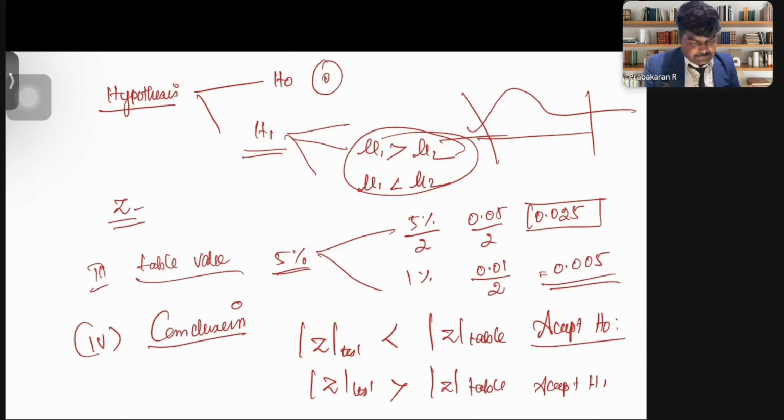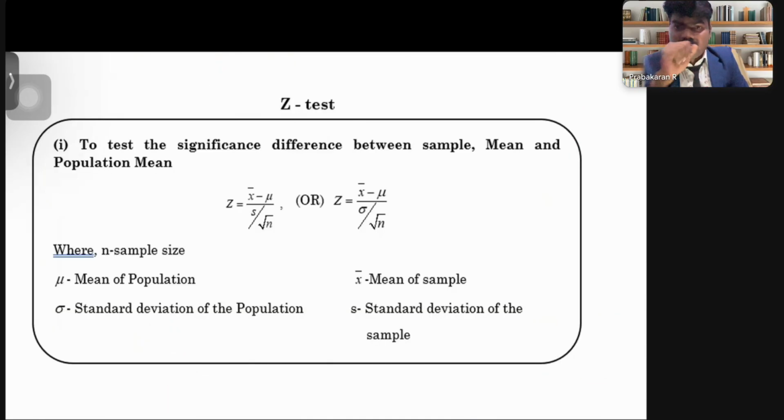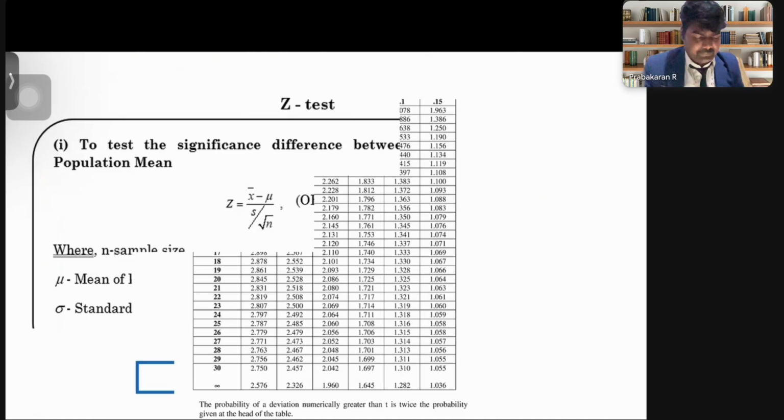Now we'll enter into the problem. This is the first problem. Before entering that, we'll see the formulas. As I said, we are going to check the significant difference between the sample mean and the population mean. So I'll recollect the notations again.